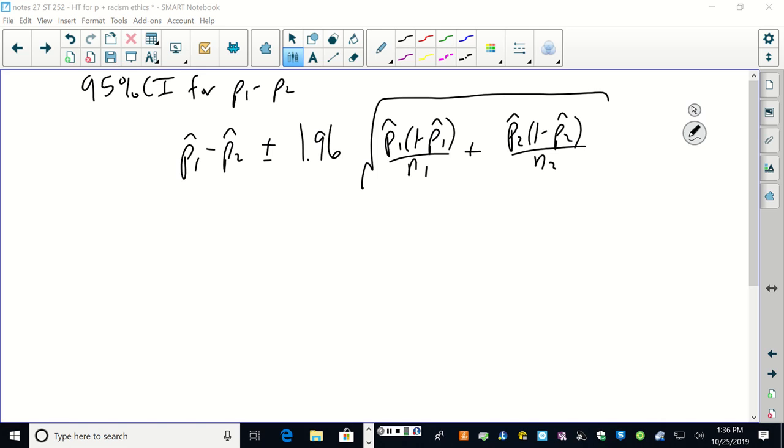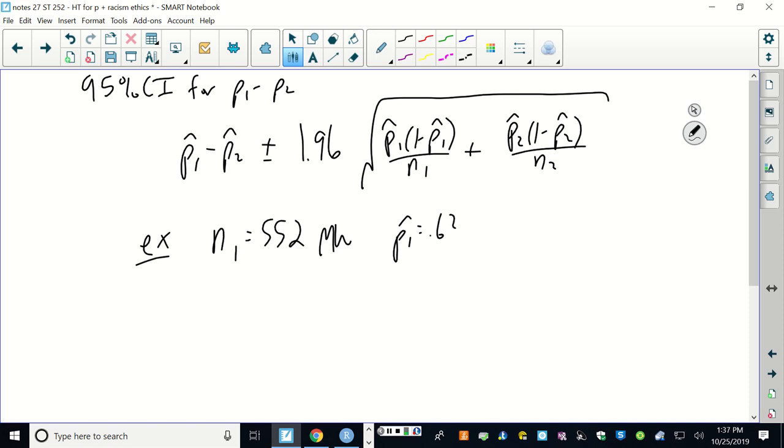So in the example from Wednesday, there was 552 people surveyed in the Midwest, and of those, 62% reported approval of same-sex marriages, and N2 was 577 people in the West. And the estimate there was 68%. And so if we wanted to compare these regions, is there a difference between Midwest and West?